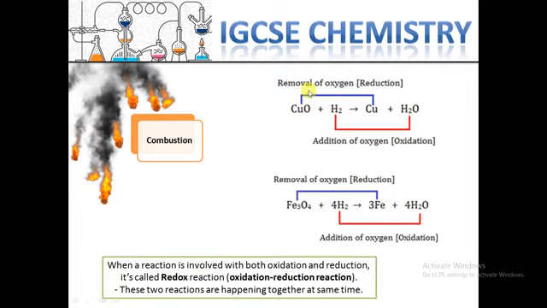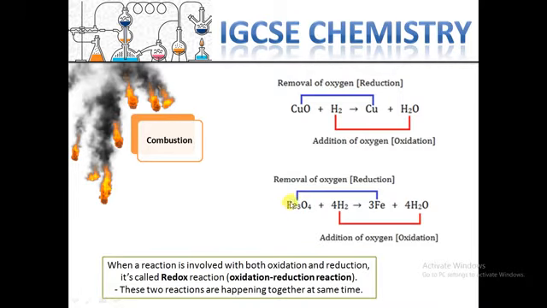The blue line is a removal of oxygen. The copper loses oxygen, so here is reduction. And the red line, as you can see, the hydrogen gas gains oxygen. So this is addition of oxygen, which means oxidation.